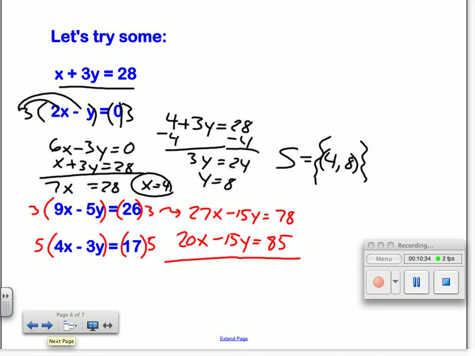Now notice, I don't want to add these two equations because if I add them, I'm going to get a minus 30y. My goal was to get rid of this y. So instead of adding the two equations, let's subtract the two equations. So we'll use a blue pen and we're going to subtract, okay?